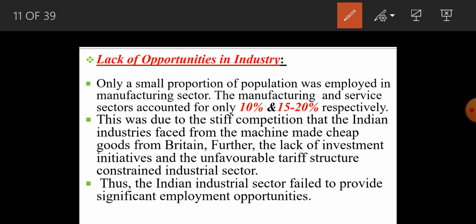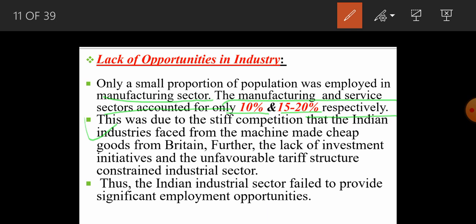The third point is the lack of opportunities in industries. Definitely, the opportunities in the industrial sector under colonial rule were very few. How? Let's see. Only a small portion of the population was employed in the manufacturing sector. Only a very small number of people were employed there. The manufacturing and service sectors accounted for only 10% and 15 to 20% respectively. So the people working in these sectors were only 10%, not more, or 15 to 20%, not more than that.